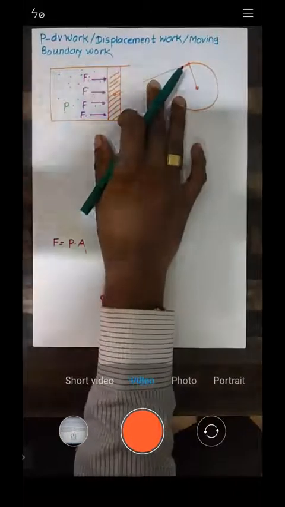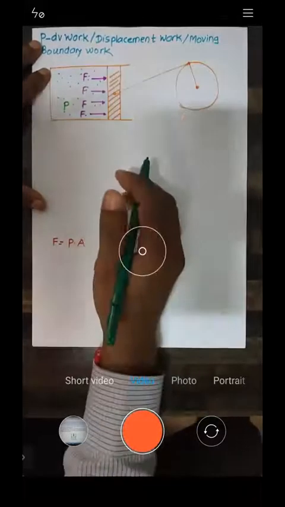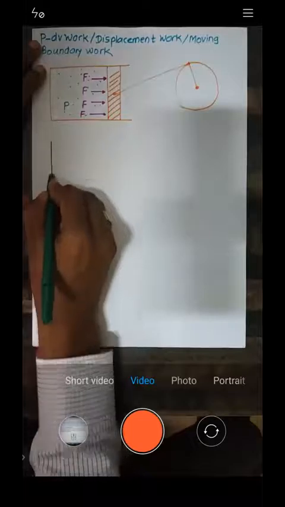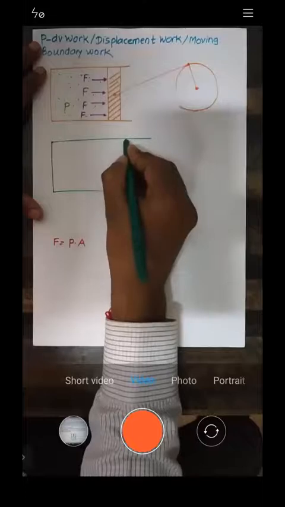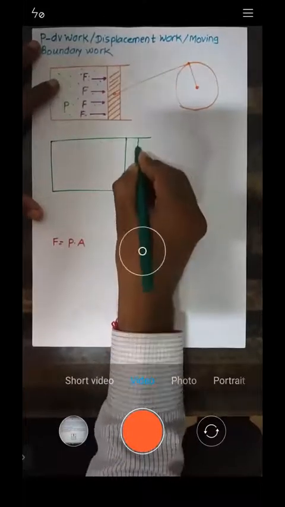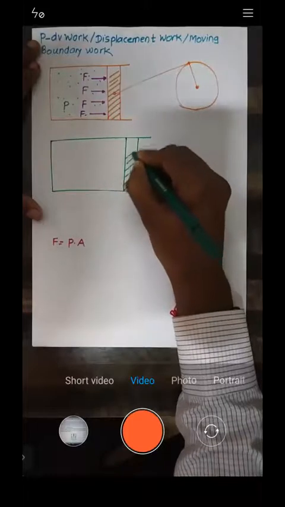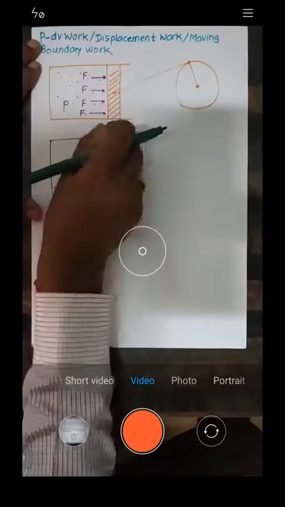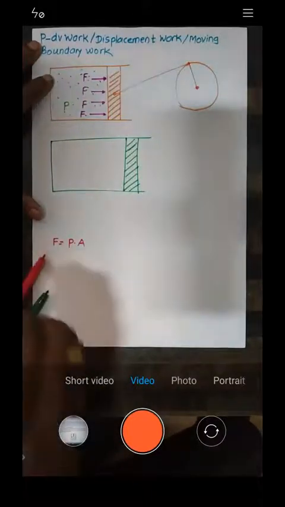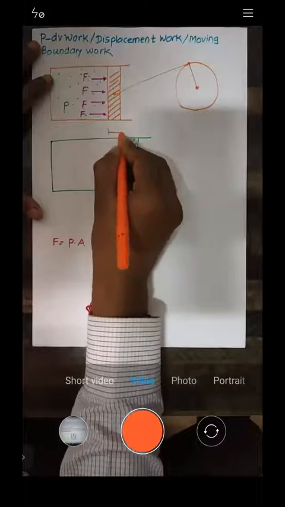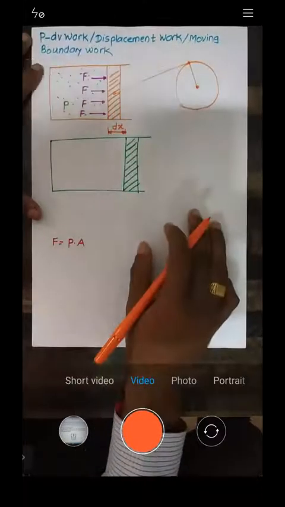Now when this gas at pressure P exerts a force F on the piston, as a result the piston will displace. Due to that pressure, you will get a new position. This piston might get shifted here, so this is the new position of the piston. Initially the piston was here, now the piston got displaced. Let me call the displacement of the piston dx.